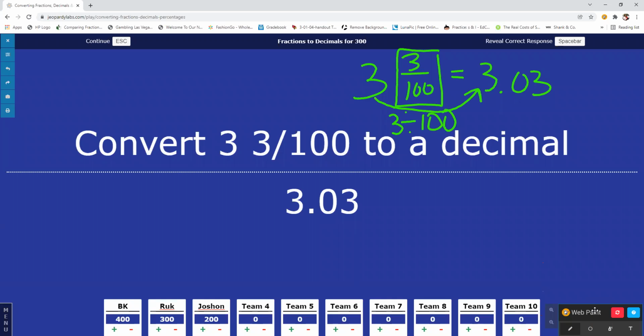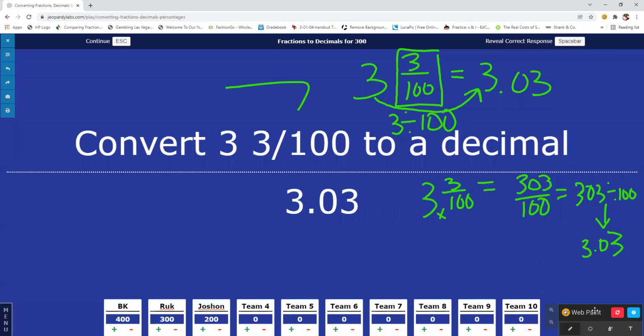All right, super simple. Another way that people approach it is some people will change their mixed number to an improper fraction and then divide that way. So if you did that, 3 times 100 gives you 300, plus 3 would give you 303 over 100. And then they would just divide that out. They would say 303 divided by 100, which would give you the 3.03. So again, just make sure you find a method that works for you. The first method is the way that I teach it. But if that's something you're not comfortable with and you would rather do the improper fraction conversion, that's fine. It doesn't really make that much of a difference.